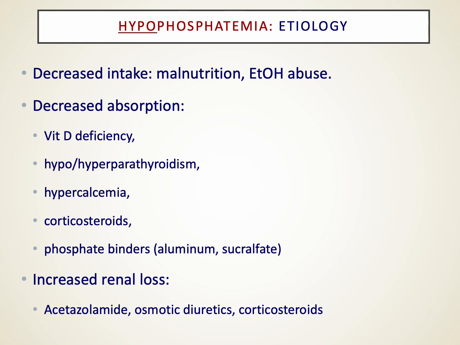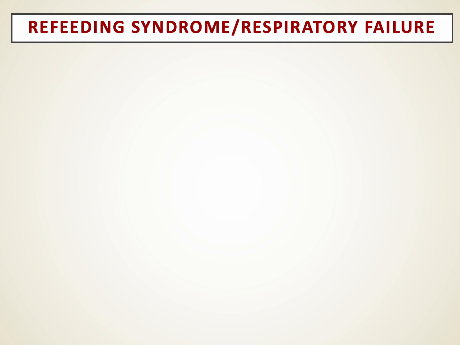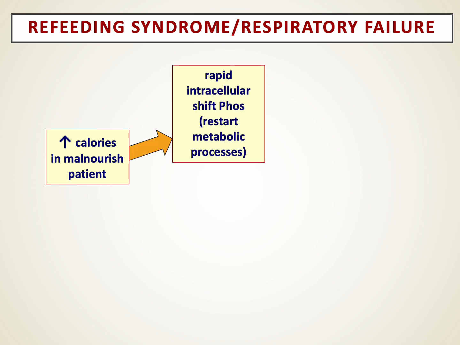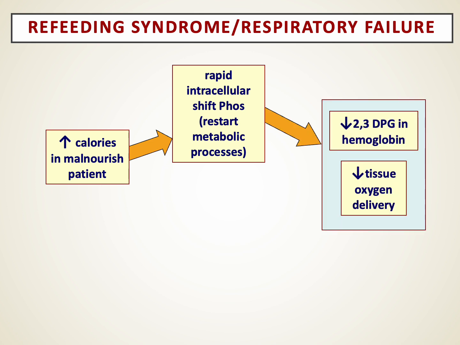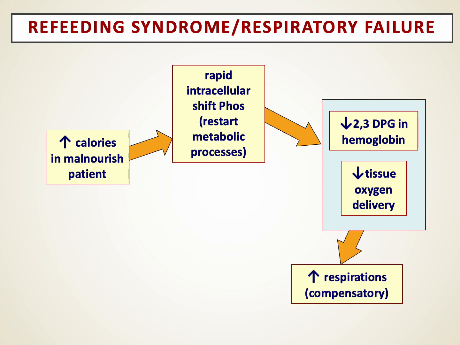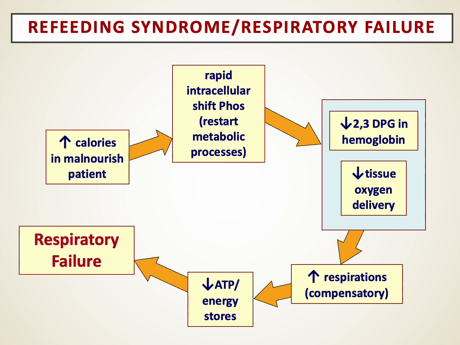So etiology of this we've sort of alluded to. Let's talk about refeeding syndrome and what refeeding syndrome resulting in respiratory failure can present like. So first, we have increased calories we give to a malnourished patient, but they will then rapidly have an intracellular shift of potassium to start this metabolic process that they haven't used. And what you end up with is decreases in phos levels and decreased tissue oxygen delivery, which increases respiratory compensatory mechanism. Then you see a decrease in ATP and energy stores, and ultimately renal failure.